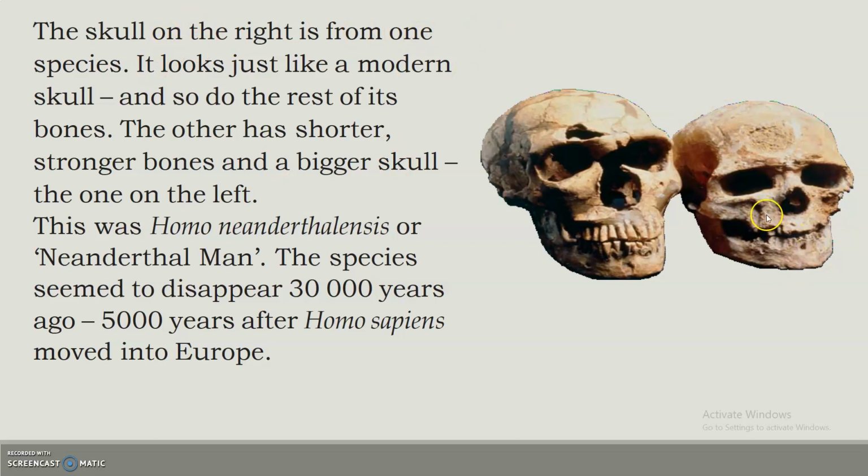So this is for one species, and here this is another species. On the left side, it looks just like a modern skull. On the right side, you can see it is just looking like a modern skull, which is our skull. And so do the rest of its bones. The other bones are also just like that of modern man.